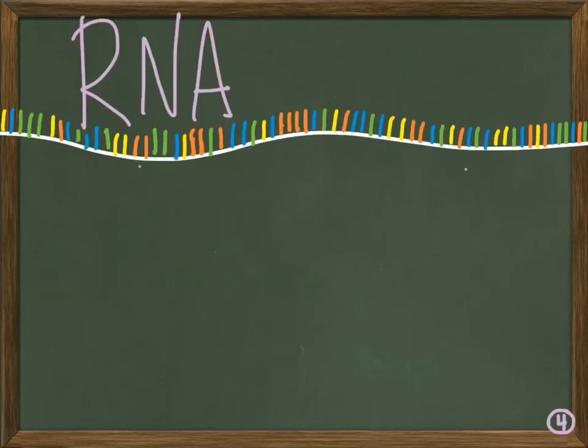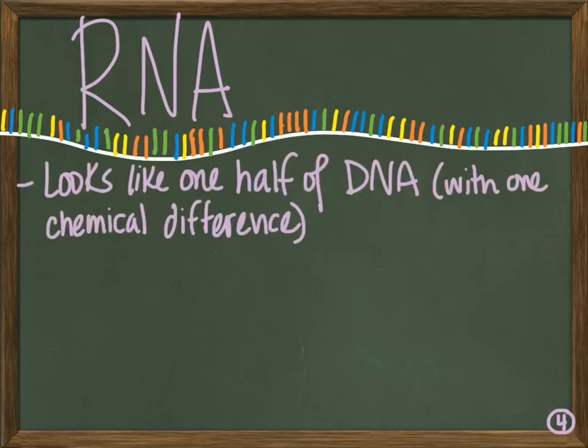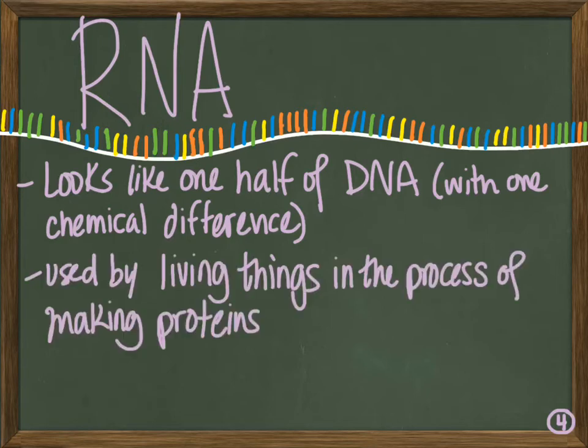So lots of people have heard of DNA, but I'd say a lot fewer people have heard of RNA. It's like DNA's weird little sibling. When you look at it, it looks like one half of a DNA molecule, though there is one chemical difference in it. It's got a different chemical in one of the positions, but we'll talk about that later. For now, you should know that it looks like half of a DNA molecule, and that it's used by living things like you, me, maple trees, mushrooms, fish, mice, bacteria, dandelions.